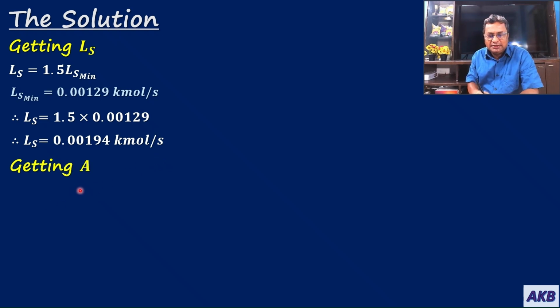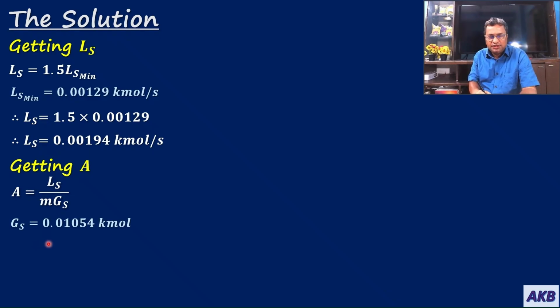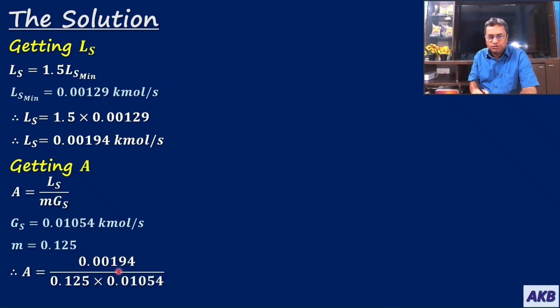Now after that, let us get the absorption factor. Absorption factor is LS upon m into GS, that is, the ratio of the slope of the operating line to the slope of the equilibrium curve. GS is 0.01054 kilomole per second. M is 0.125. We know that. Therefore, A will be equal to 0.00194 divided by 0.125 into 0.01054. So that gives us A as 1.47.